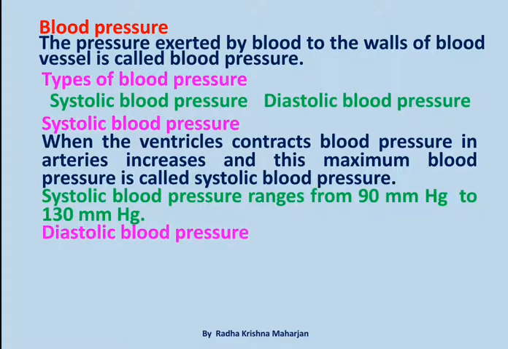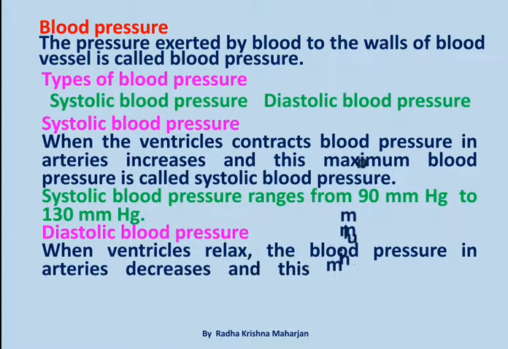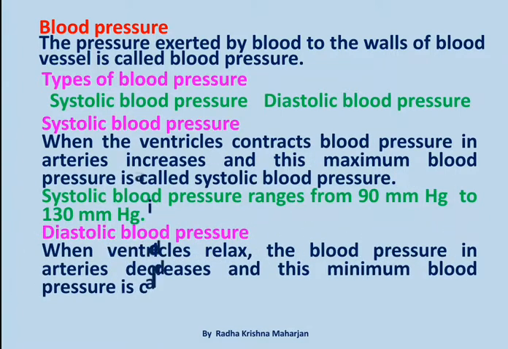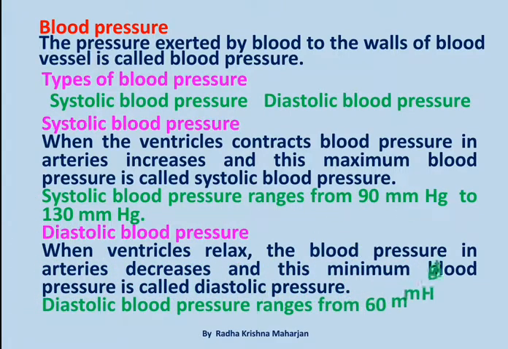Diastolic blood pressure. When ventricles relax, the blood pressure in arteries decreases and this minimum blood pressure is called diastolic pressure. Diastolic blood pressure ranges from 60 mmHg to 90 mmHg.